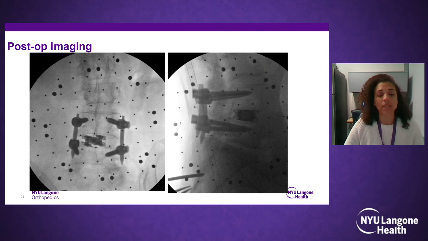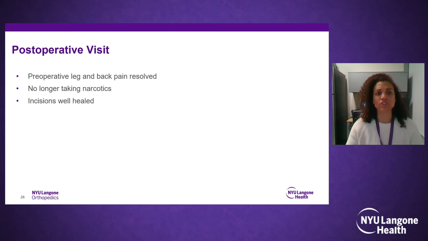In a lot of my fusion cases, I just have two little incisions on either side of the back. Not that I'm particularly concerned about the cosmesis, I just think it's kind of cool that I was able to do all of this on the x-ray through really tiny incisions. And then she was doing well. Her leg pain was much better, and she wasn't taking any narcotics. This was at her 2-week appointment.